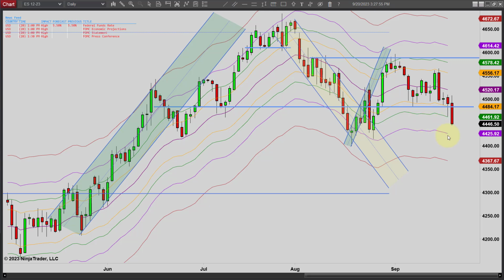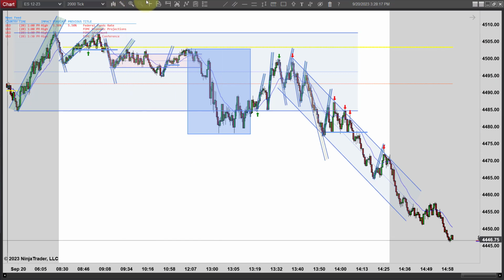We really sold off on the intraday chart, but most of that came during the volatility. Let's flip over to the 2,000 tick chart. This is what will happen a lot of times going into FOMC. You get in these little tight ranges, and it's really hard. Sometimes you take a trade and you get stuck in it, or you get stopped out, or you're still hanging on, and then the news comes out and you get blown away.